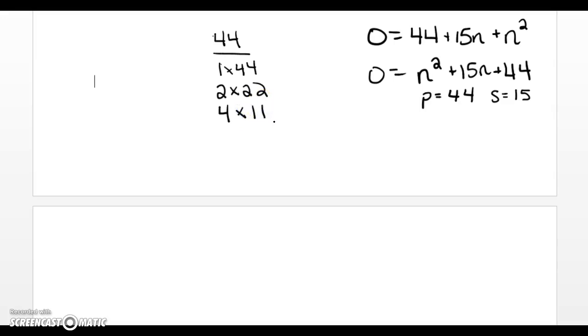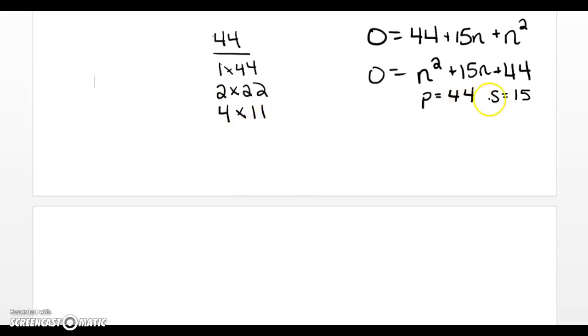and then 5 doesn't go into 44, 6 doesn't go into 44, and neither does 7, 8, 9, 10. And then we're back up to 11, so that means that we stop here. So here we have all the factors of 44.